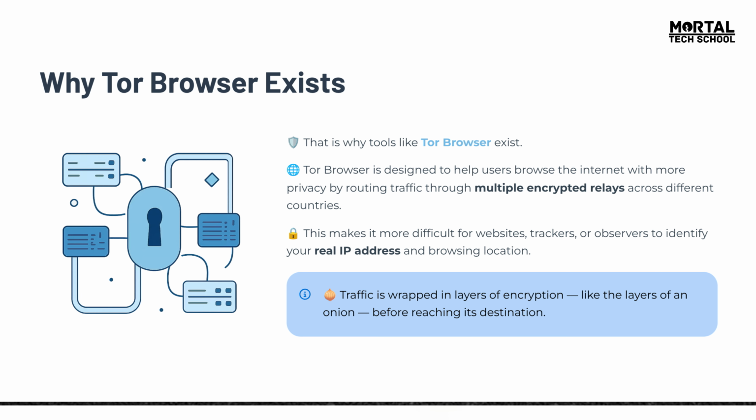Tor Browser is designed to help users browse the internet with more privacy by routing traffic through multiple encrypted relays across different countries. This makes it more difficult for websites, trackers, or observers to identify your real IP address and browsing location. Before we continue, remember something very important.